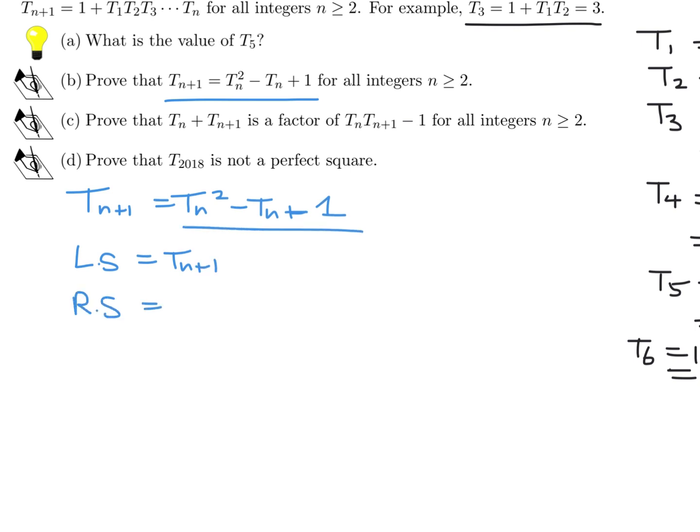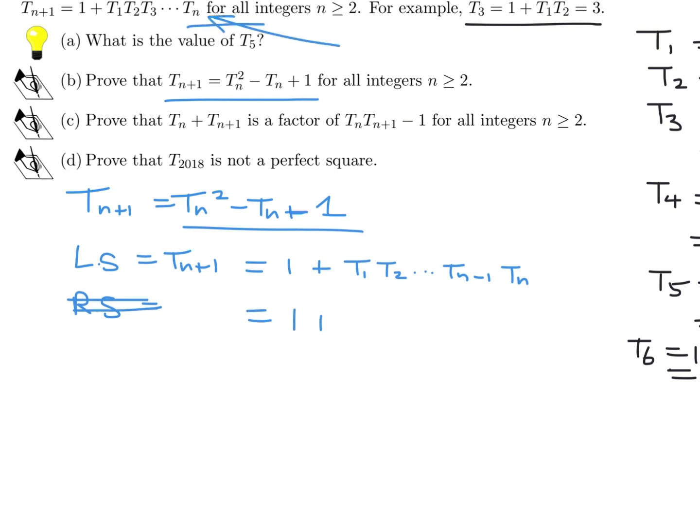Well, actually, let's concentrate on the left side. So let's just concentrate on this guy here. T(n+1), by definition, would be 1 plus T1 times T2 all the way till Tn. Actually, let's put in a T(n-1) and then Tn. So that's just by definition, which is what they gave up there.